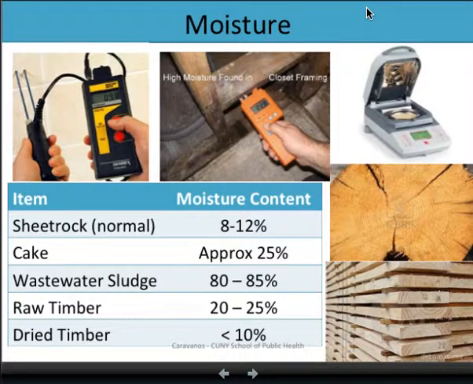With regard to moisture, this is very important when it comes to mold. And I gave you some values here. Normal sheetrock should have a moisture content of 8 to 12%. And you can see on the left the device that measures conductivity through sheetrock or wallboard or tiles.